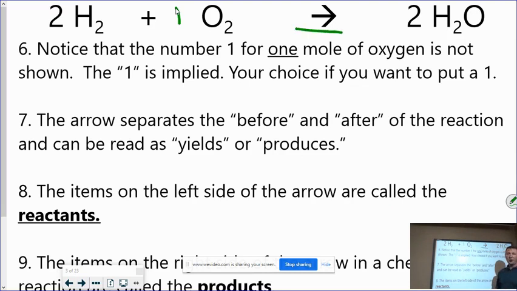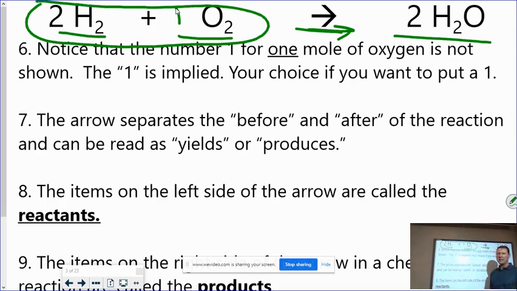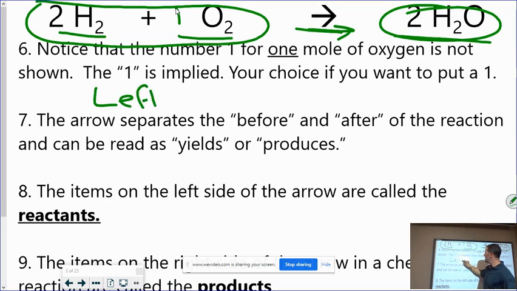This arrow right here separates the before and the after of the reaction, and that's read as yields or produces. So we would say 2 moles of hydrogen gas and 1 mole of oxygen gas produce or yield 2 moles of water. These items over here are called the reactants. A lot of people will get that mixed up, but those are the things that are actually reacting together to make the product. So the reactants are over on the left side, and the products are over on the right side.